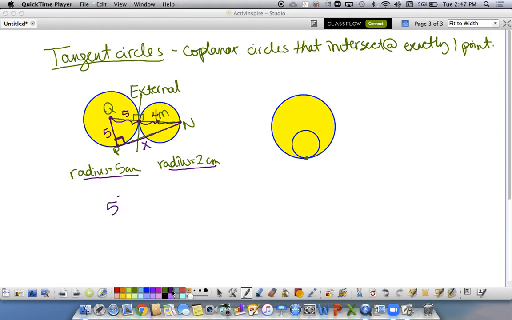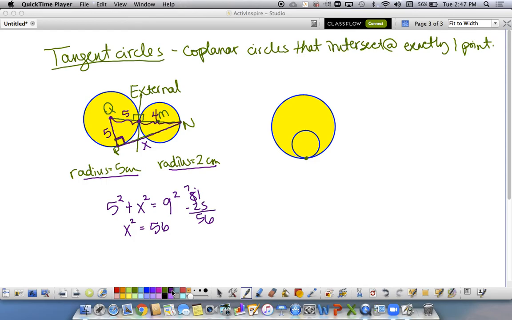Can we find the length from P to N using the Pythagorean theorem? So we have 5 squared plus x squared equals 9 squared. I'm going to go a little quick. x squared equals 81 minus 25. I've got to actually think about this. It's 56. Correct?